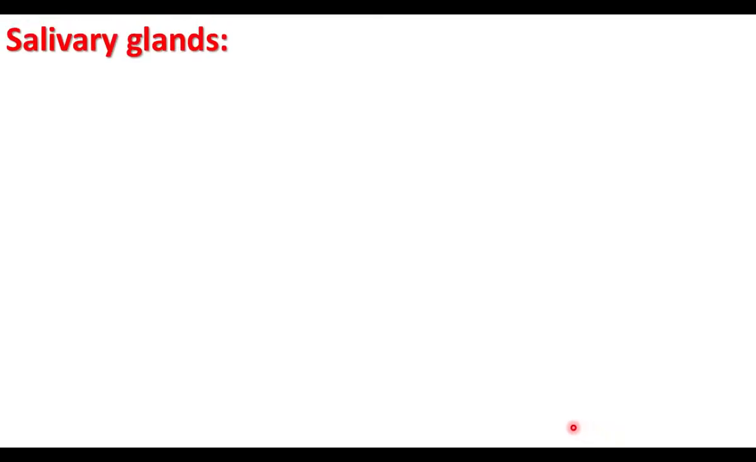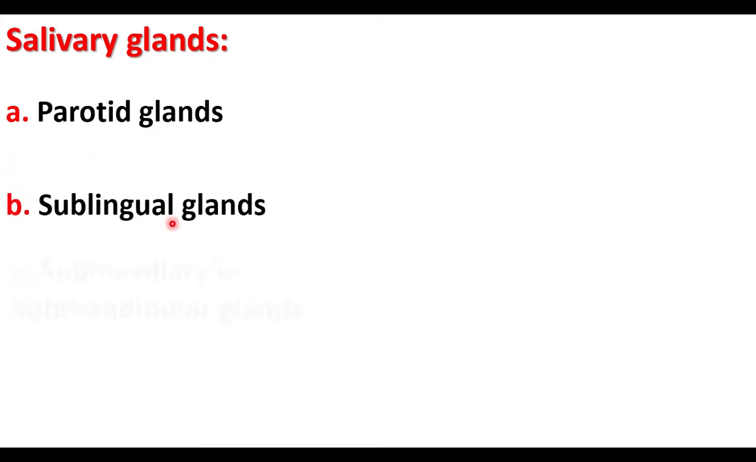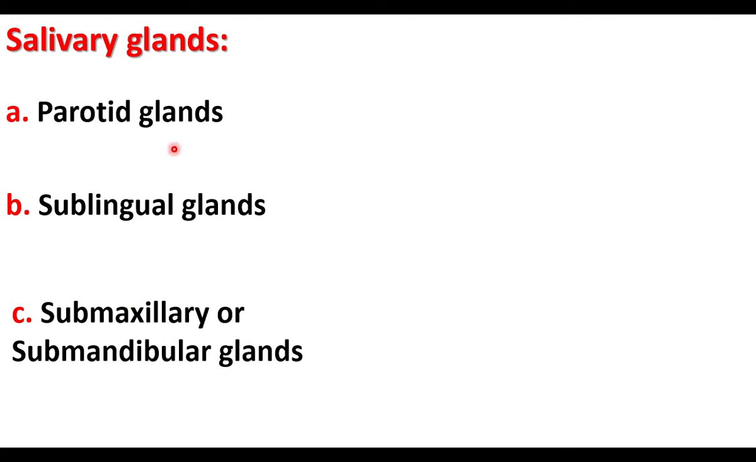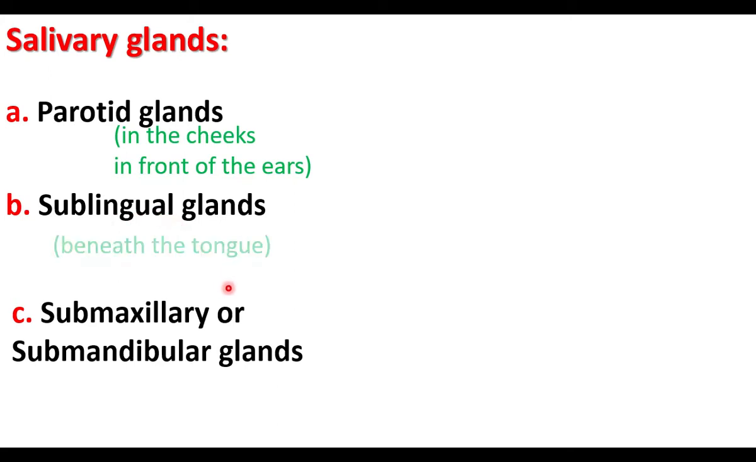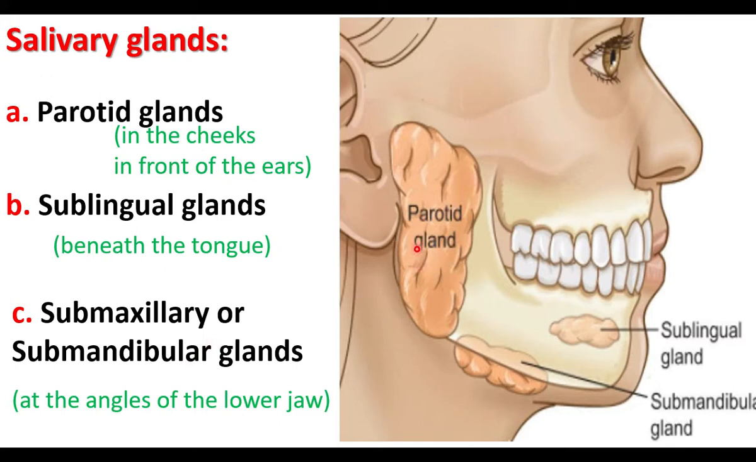We have 3 pairs of salivary glands inside the mouth. The largest glands are parotid glands. The smallest glands are sublingual and submaxillary or submandibular glands. Parotid glands are found in the cheek in front of the ears. Sub means below. Sublingual glands are found below the tongue. Submaxillary or submandibular glands are found below the angle of lower jaw. Maxilla is upper jaw, mandible is lower jaw.